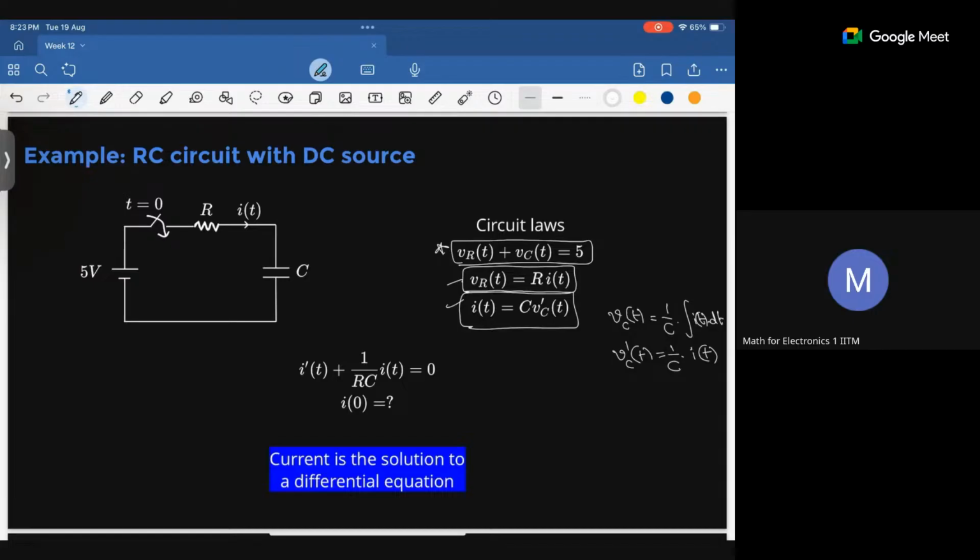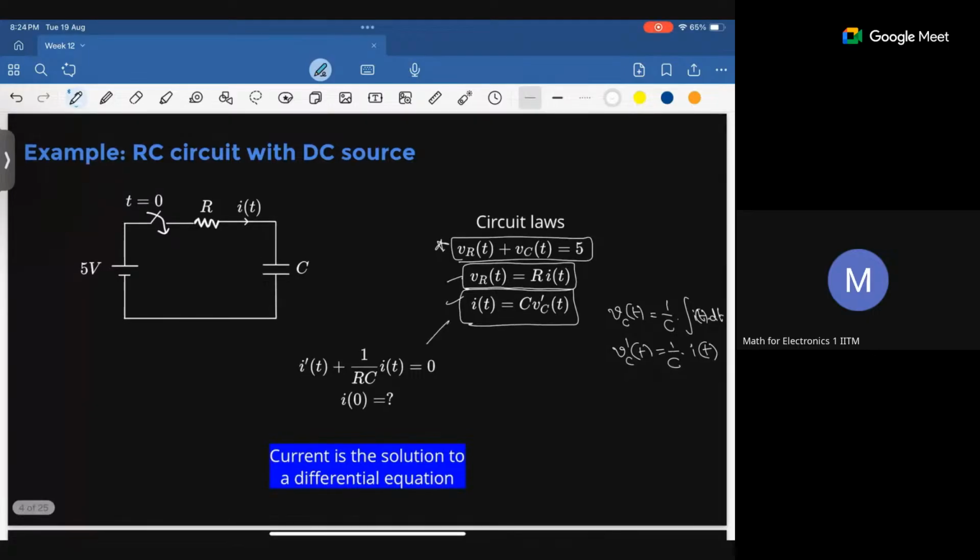Now what we have to do is somehow use these three equations and try to get a differential equation with respect to I of t. If we solve that differential equation, the solution that we get is the current passing in the circuit at a particular time, which is I of t. That will be the solution to the differential equation. And how do we get to this differential equation? We have the first equation, so we differentiate it.